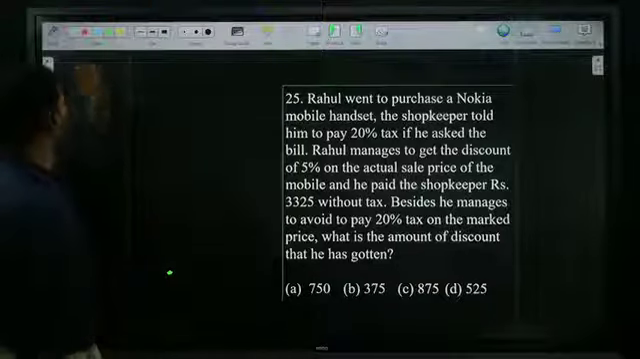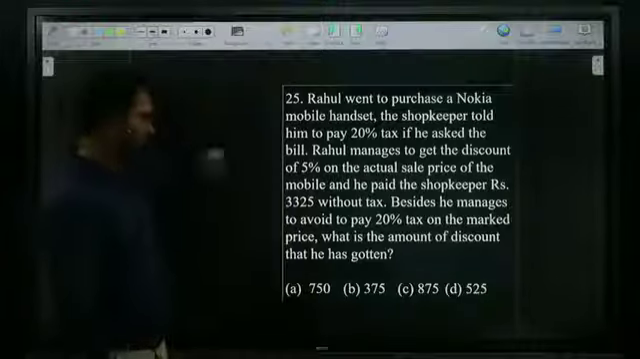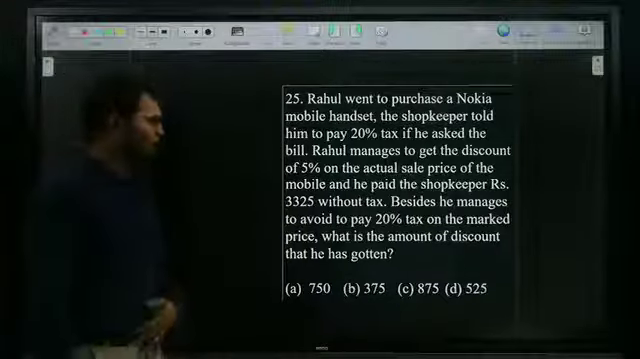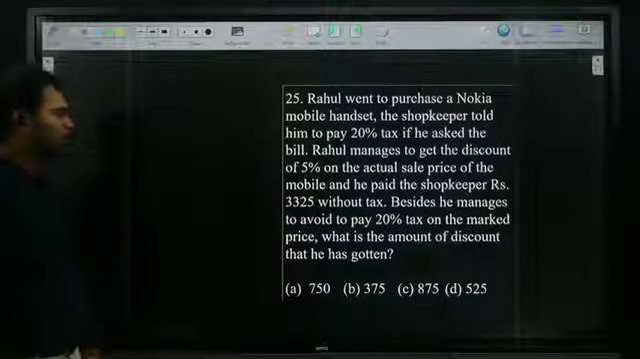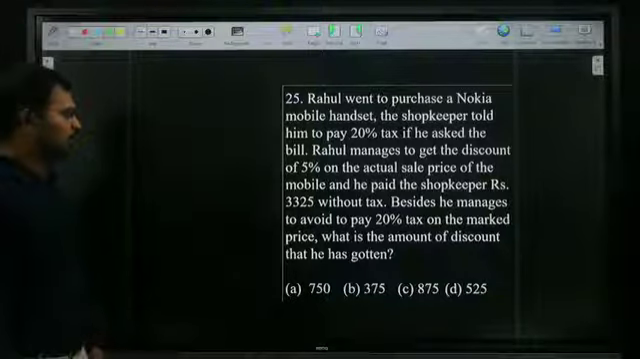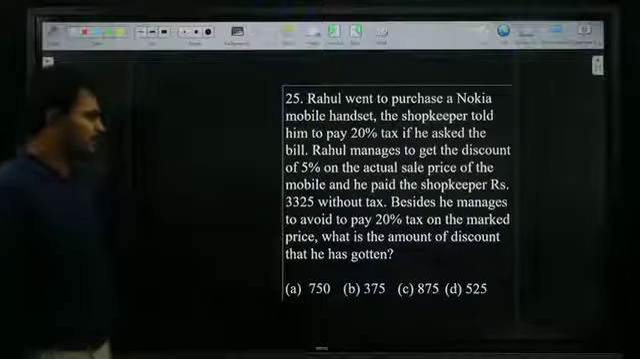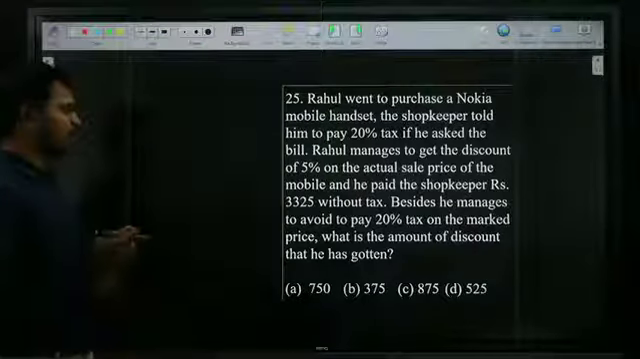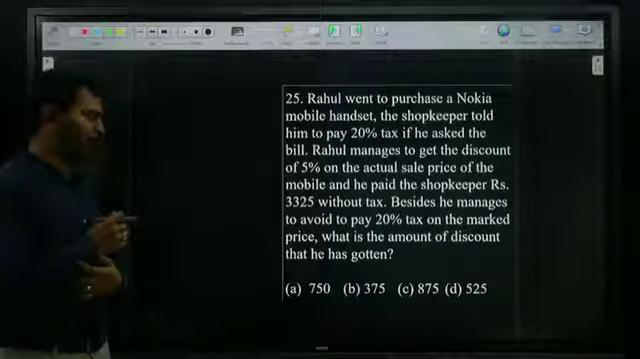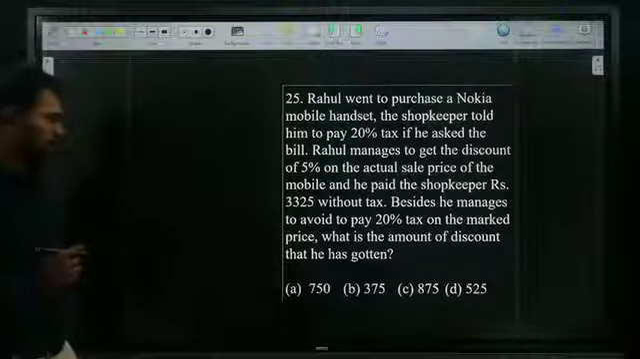Read the problem, all of you. Rahul went to purchase a Nokia mobile handset. The shopkeeper told him to pay 20% tax if he asked for the bill. Rahul managed to get a discount of 5% on the actual sale price of the mobile, and he paid the shopkeeper 3325 without tax. Besides, he managed to avoid paying 20% tax on the market price. What is the amount of discount that he has gotten?